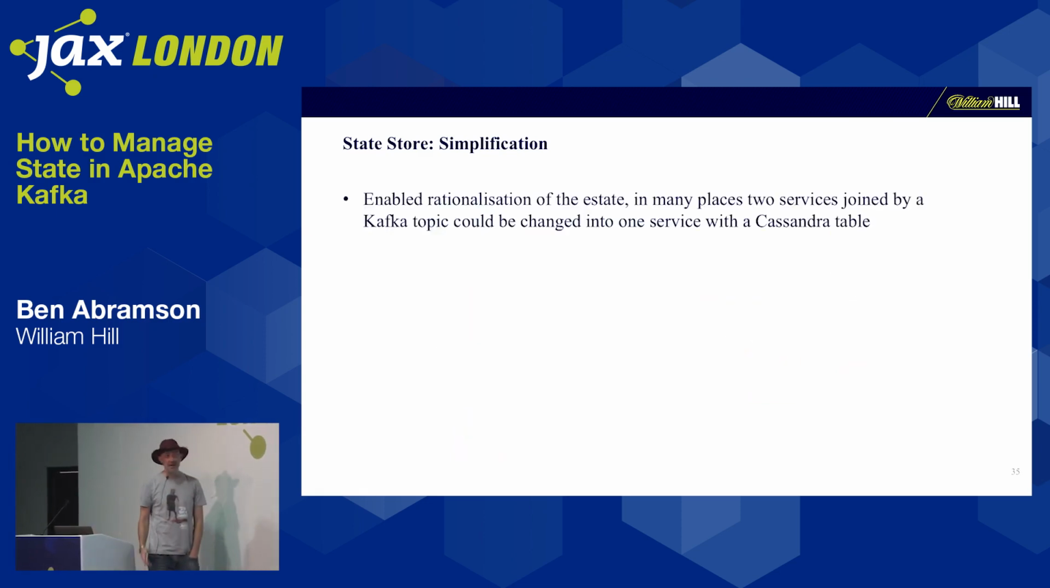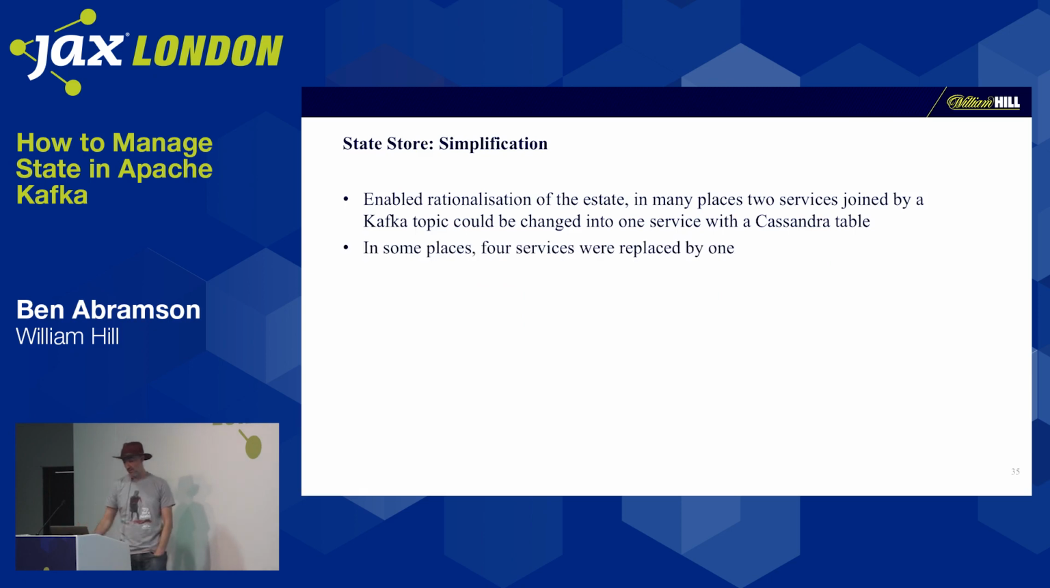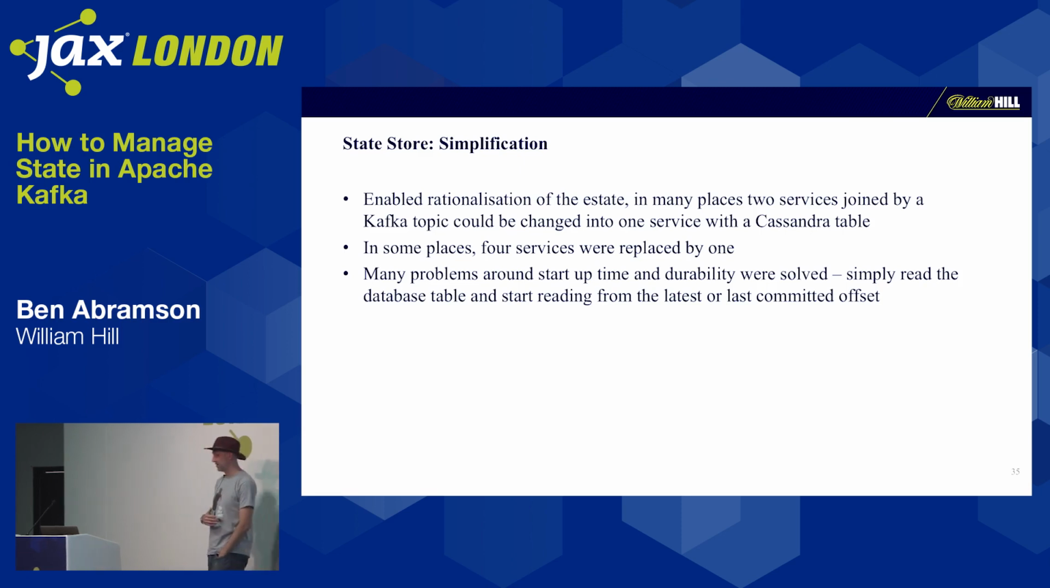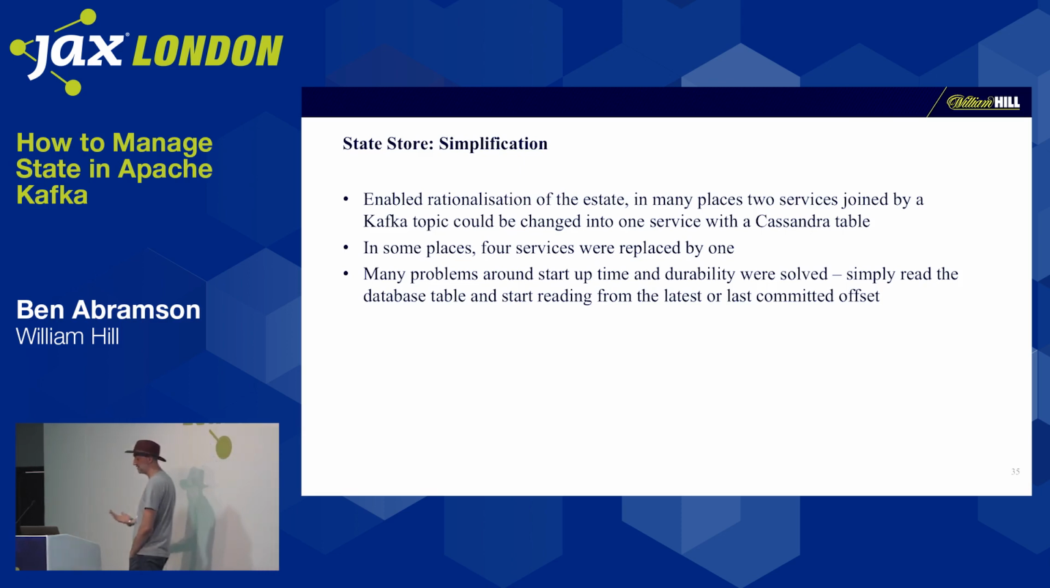As I've said, in many places, two services joined by a Kafka topic could be changed into one service with a Cassandra table. And in a couple of places, I think we replaced 4 services with a single service, which was brilliant. A lot of those startup problems just went away, because you start your service, you read from the database table, and then you just start reading from either the latest or the last committed offset, and off you go.